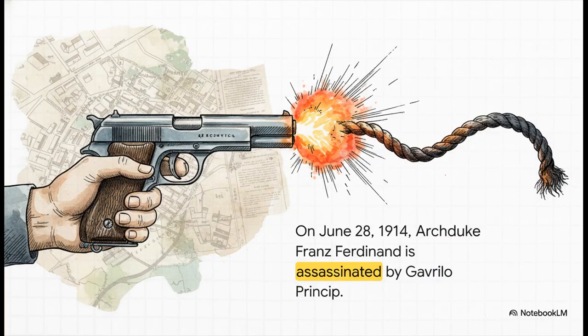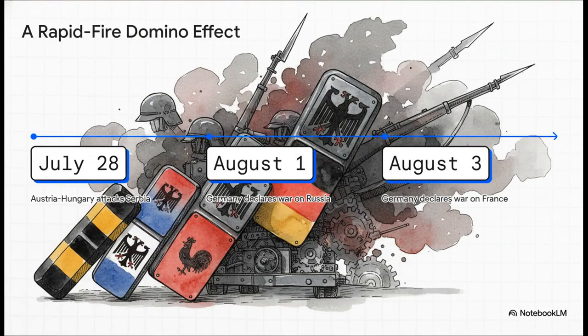And then there's the spark itself. Struck on June 28, 1914, the assassination of Archduke Franz Ferdinand by a Serbian nationalist named Gavrilo Princip. This single violent act in Sarajevo essentially handed the Austro-Hungarian Empire the exact excuse it needed to finally settle its long-standing disputes with Serbia. What followed was a terrifying, rapid-fire domino effect of war declarations in less than a week.